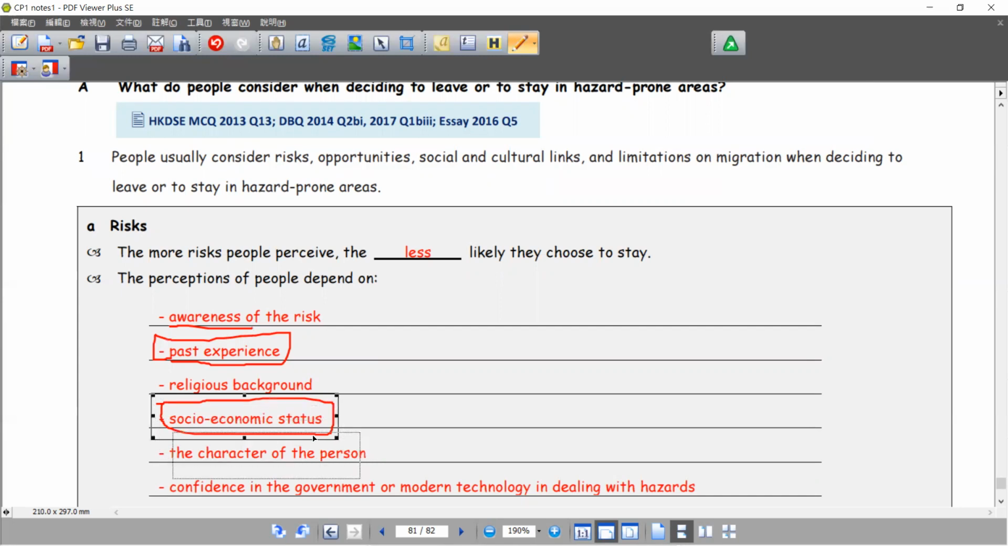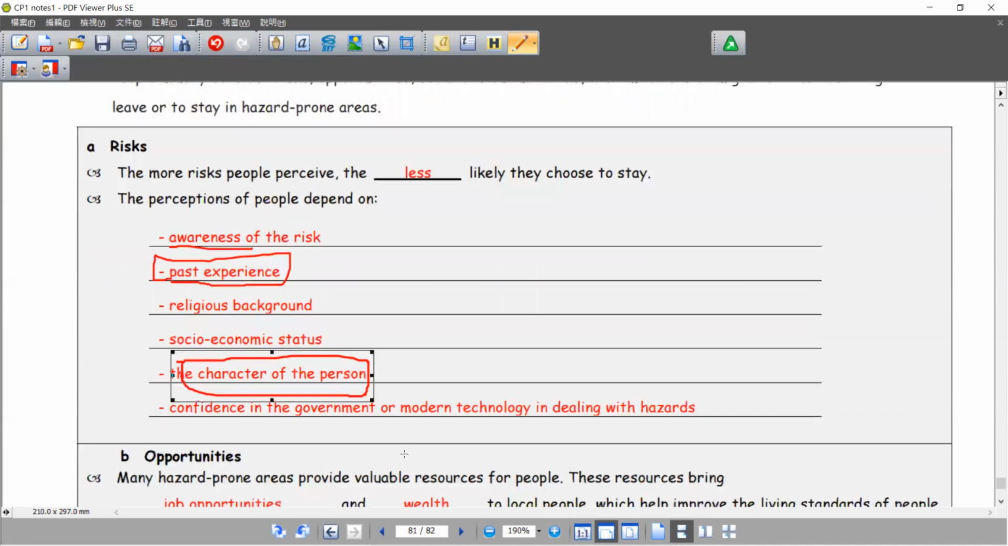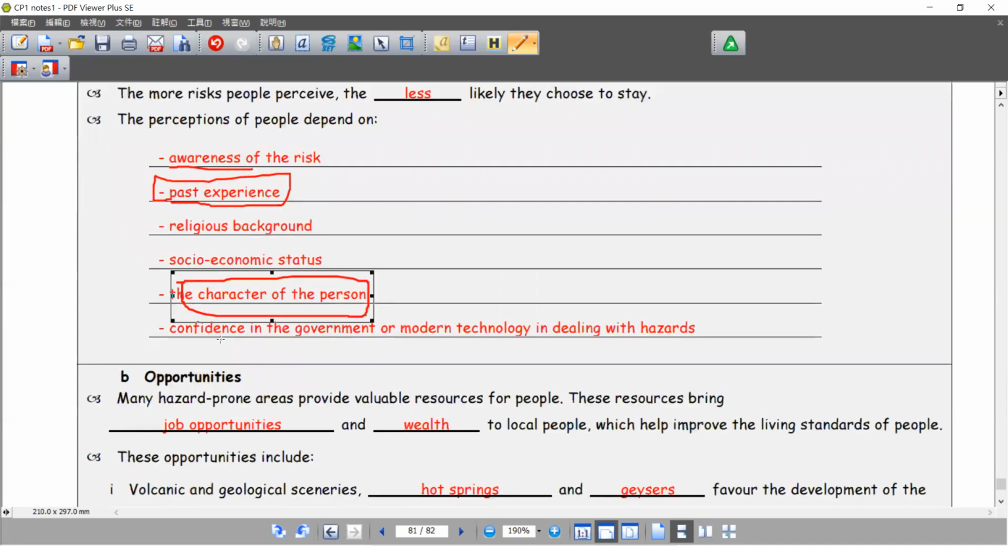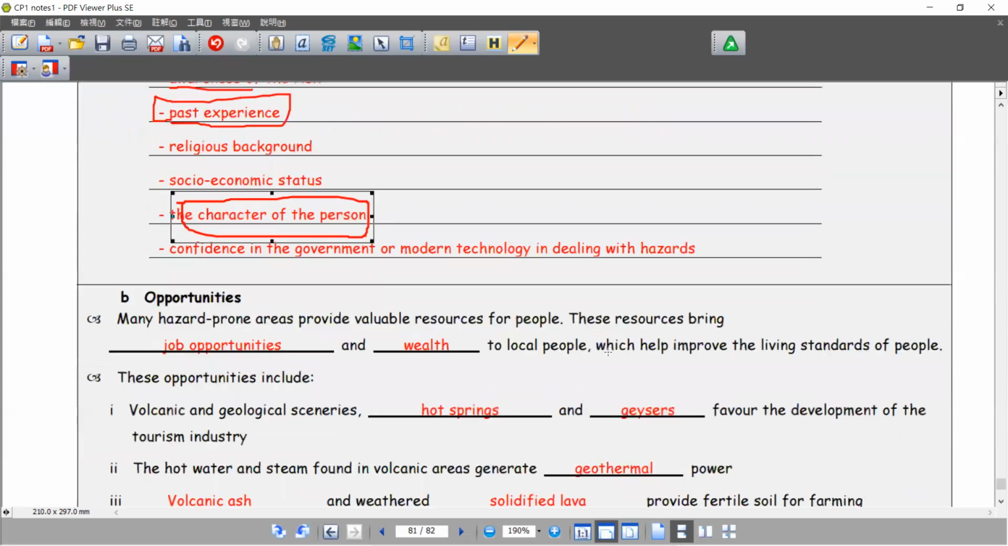Okay, the character of the person. Maybe they are very introverted and they are not really going to receive a lot of information, or they are very traditional and then they are not willing to move. They also affect the planning of the land use. Confidence of the government and modern technology dealing with hazards: if more modern technology, then it's better.